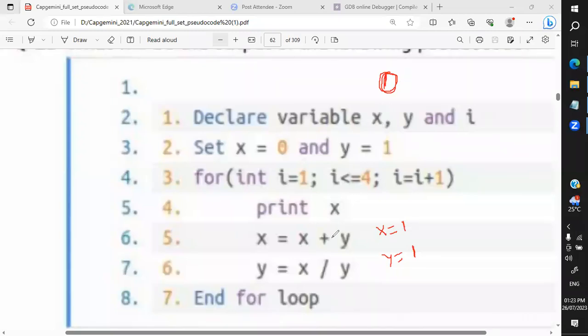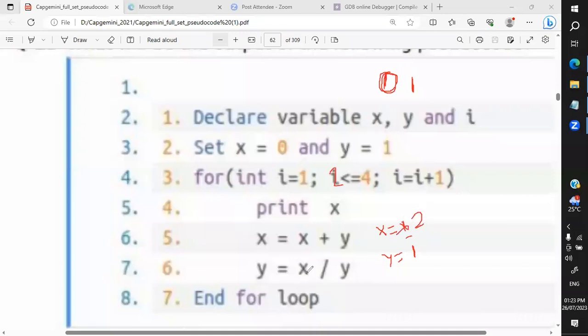Now x equal to 0 plus 1 is 1. Y equal to x by y, which is 1 by 1, which is 1. Now it goes back. I equal to I plus 1. I will be 2. 2 less than or equal to 4, true, enters inside, print x. Current x value is 1, so 1 will get printed. Then x equal to x plus y, which is nothing but 1 plus 1, which is 2.